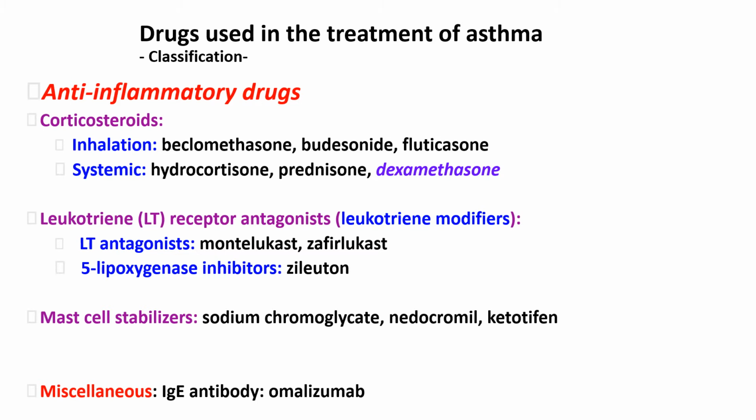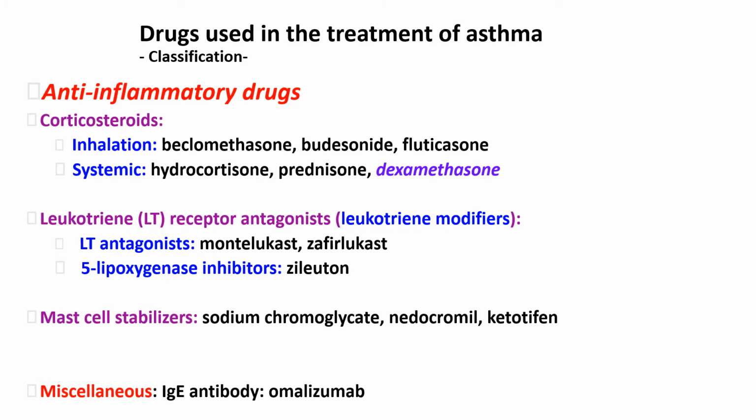Then the next category of drug are anti-inflammatory drugs. Among these, corticosteroids are there. In bronchial asthma, we mainly use inhalational corticosteroids. The idea is to get maximum benefit with minimal adverse effects. So inhalational corticosteroids such as beclomethasone, budesonide, fluticasone are used. Then systemic corticosteroids are sometimes needed, particularly in acute severe asthma or status asthmaticus, such as hydrocortisone, prednisolone, dexamethasone.